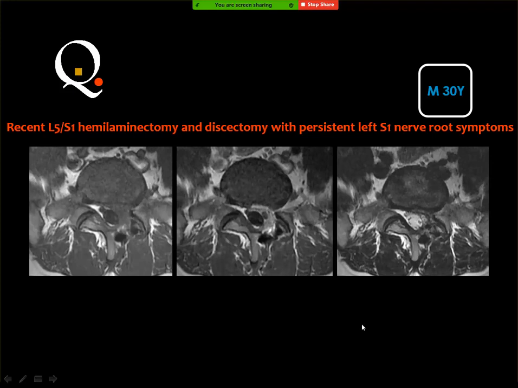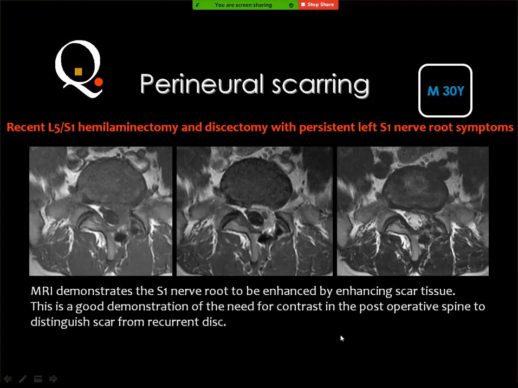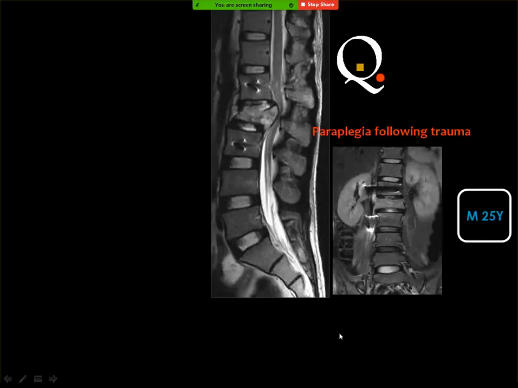And what do you think of this? Fibrosis. Perineural scarring or what? Yes, perineural scarring. This is perineural scarring. L5 laminar fenestration, and you got a lesion in the T1. After injection of contrast, you got enhancement, and the nerve root is inside, and this is post-operative neural scarring.